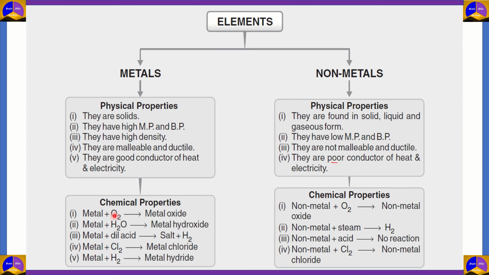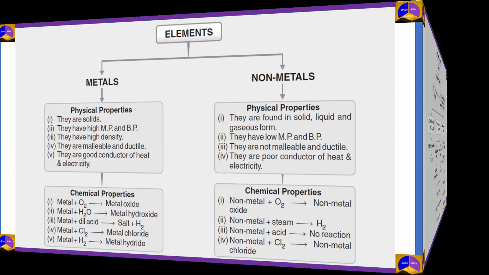Now, when we look at chemical properties, metal plus O2 gives you metal oxide, metal plus H2O gives you metal hydroxide, metal plus dilute acid gives you salt and H2, metal plus Cl2 gives you metal chloride, metal plus H2 gives you metal hydride. Non-metal plus O2 gives you non-metal oxide, non-metal plus steam releases H2, non-metal plus acid means no reaction, non-metal plus chloride gives you non-metal chlorides. So these are both the physical properties and the chemical reactions for both metals and non-metals.